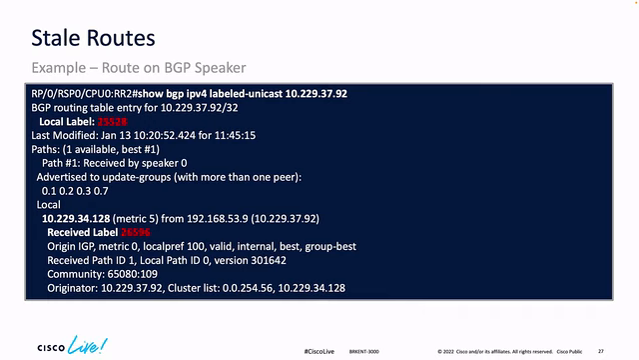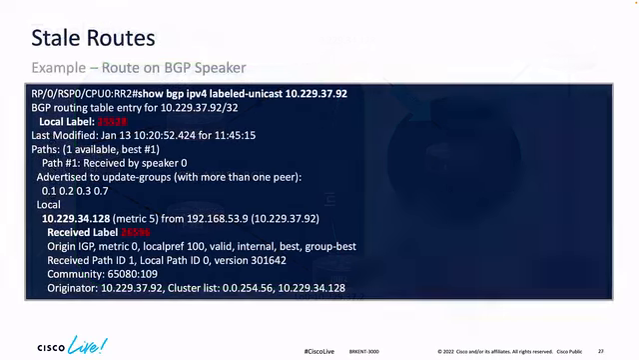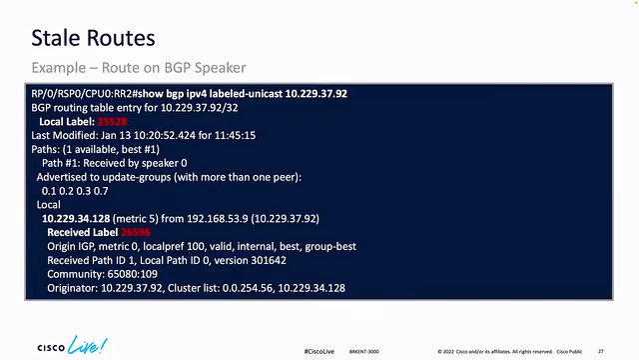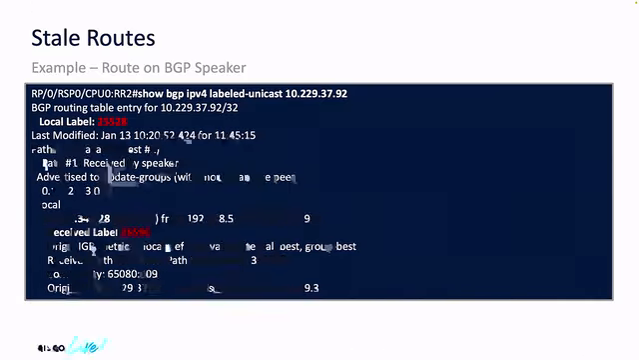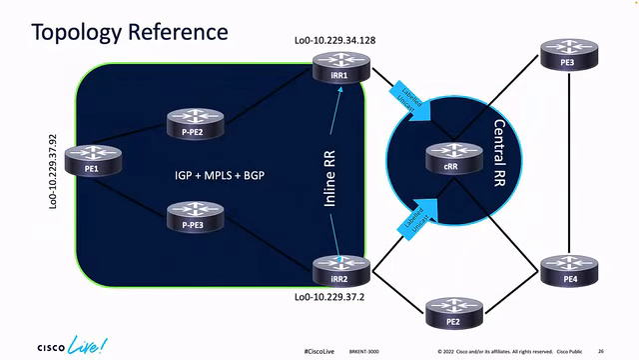How do I know that? Because I have RR1's router ID here. If I go back, wait, sorry, it's not RR1's router ID, it's this one, 10.29.34.128, the next hop router. So mark these. So this is the local label, 2528. This is the one that RR2 would be advertising to the central RR. The local label of RR2 is what it's going to advertise to the central RR.